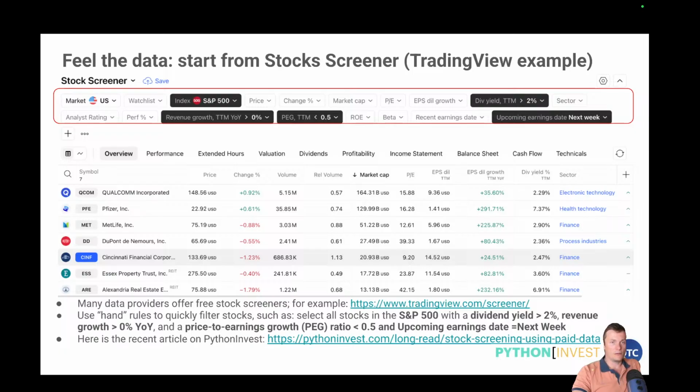Say if I want to look at the US market, only companies in S&P 500 that pay some dividends more than 2%, that are growing on revenue more than 0% year on year, that are not too expensive, this metric PEG less than 0.5, and that have upcoming earnings next week. You can get this with just a few clicks, and then you get some understanding on the data. So I highly recommend to play with these stock screeners.